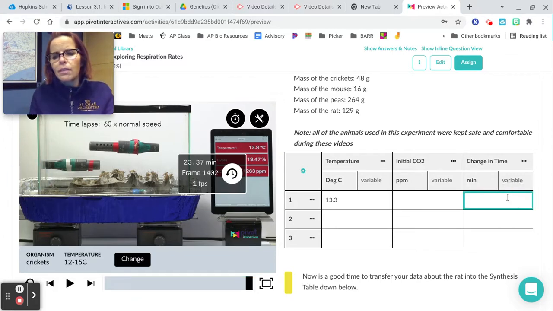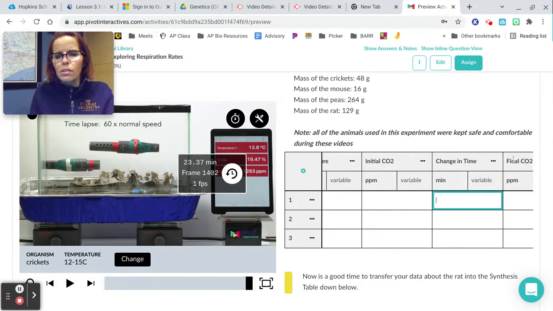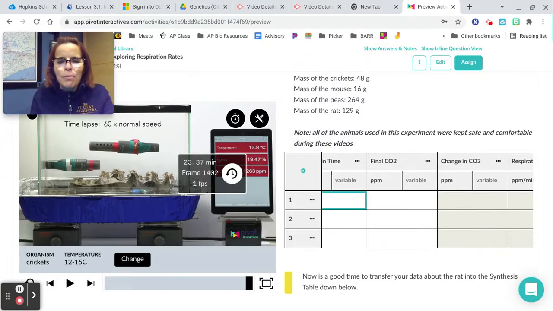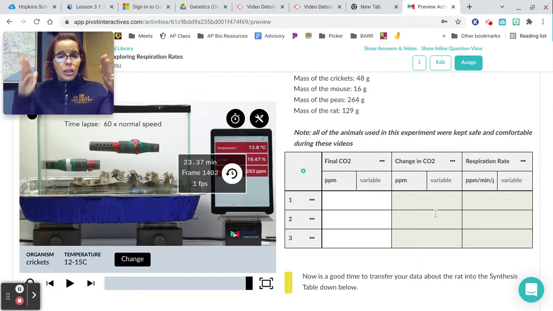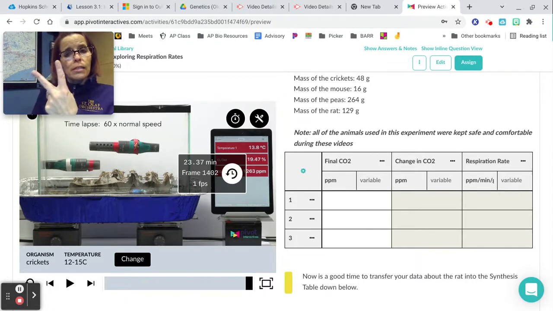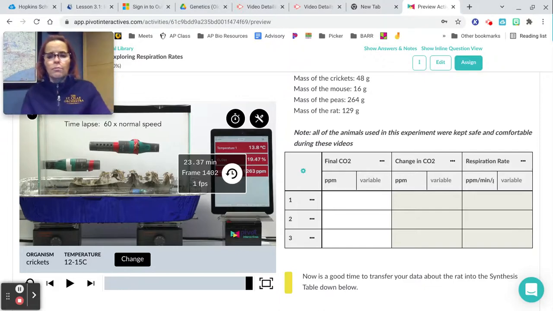And then if we go here, I'm trying to make it scooch, this data table. There we go. Then we need the final carbon dioxide level. And then the computer is going to calculate your change in carbon dioxide and your respiration rate. And it's going to give you these really long decimals. I want you to round off to 2 decimal places. So to the hundredths place for all of these.